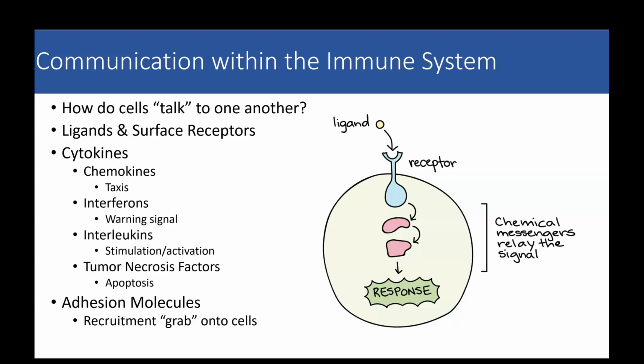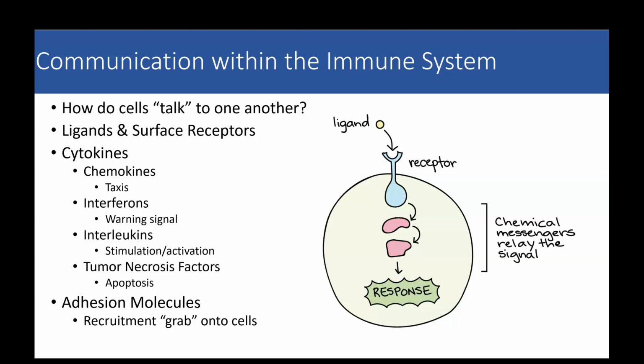On the other hand, we have interferons. Interferons are warning signals. So when cells secrete interferons, they're telling any cell that picks up that interferon signal that there's danger in the area and to be on the lookout. We'll talk about a specific example of an interferon later. I think it's our last slide.